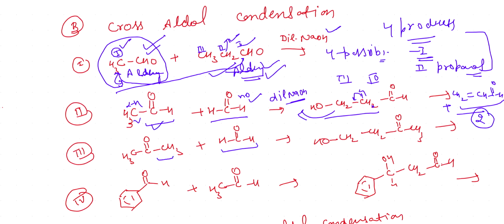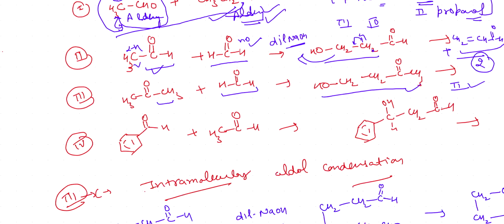In this case, one we will get is cross aldol product. The second is self aldol product. Clear? The fourth reactant pair, benzaldehyde and acetaldehyde. So acetaldehyde has alpha hydrogen. In case of benzaldehyde, no alpha hydrogen. So in this also, there will be formation of only two products. One is cross aldol, another one is self aldol.